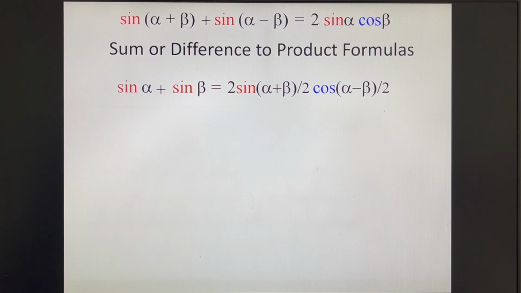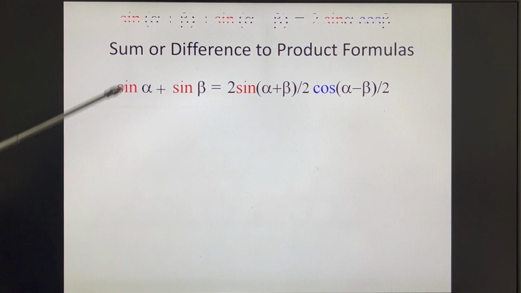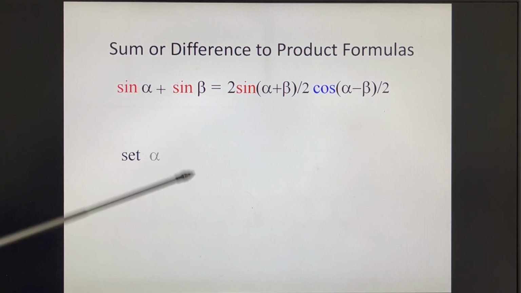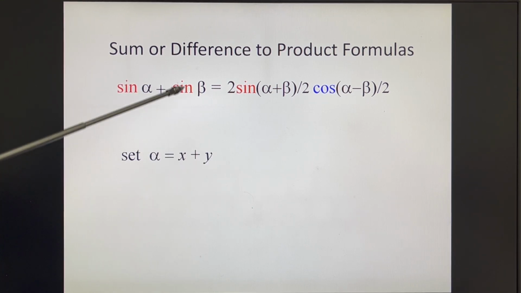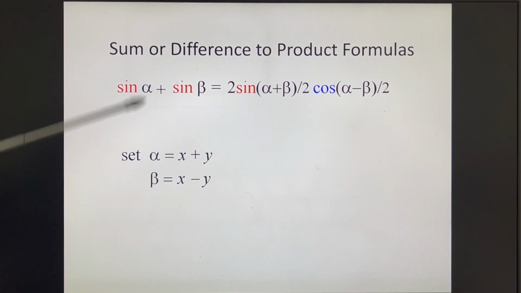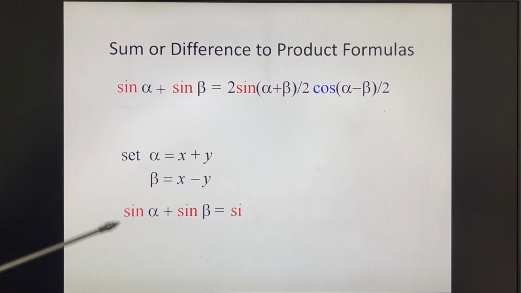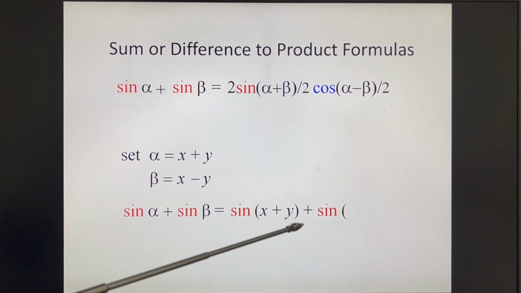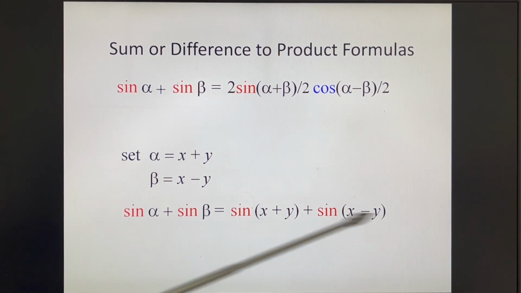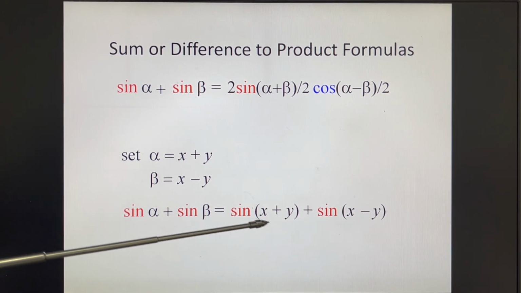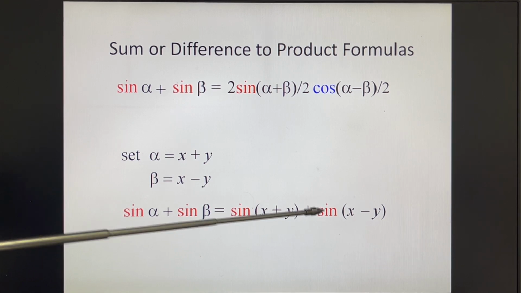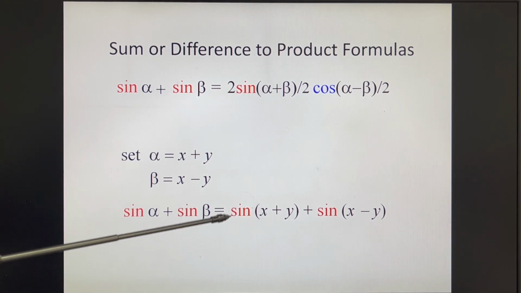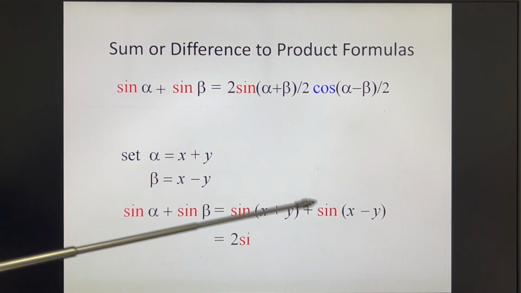So what I do, I make it into two. How? I set alpha equal to x plus y over 2, beta equal to x minus y over 2. I put alpha and beta inside this one. I get sine alpha plus sine beta equals sine of x plus y plus sine of x minus y. Let me expand these two sum and difference formulas. We get, this is 2 sine x sine y.